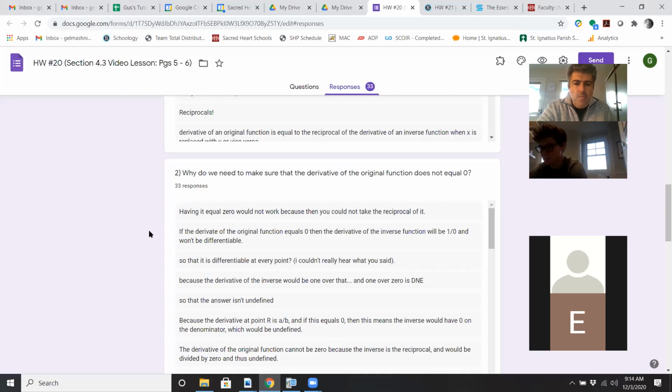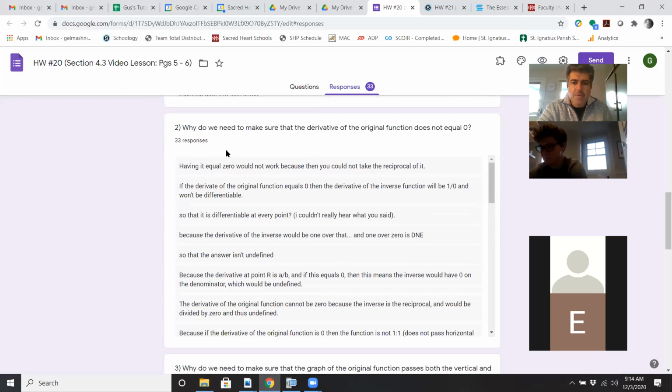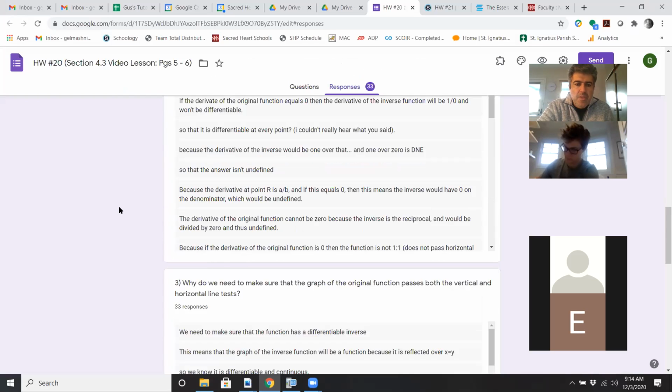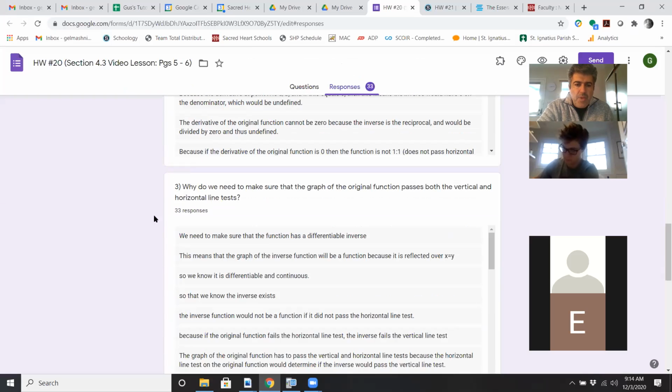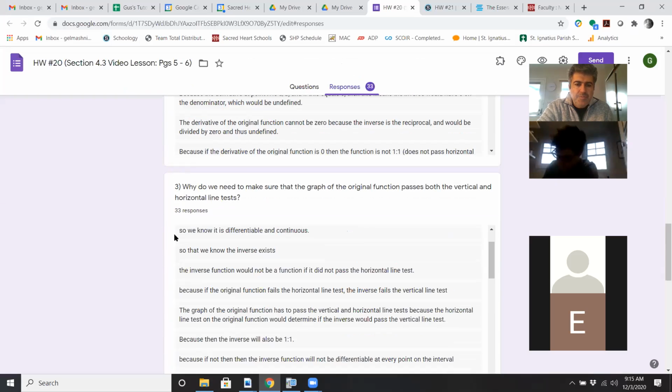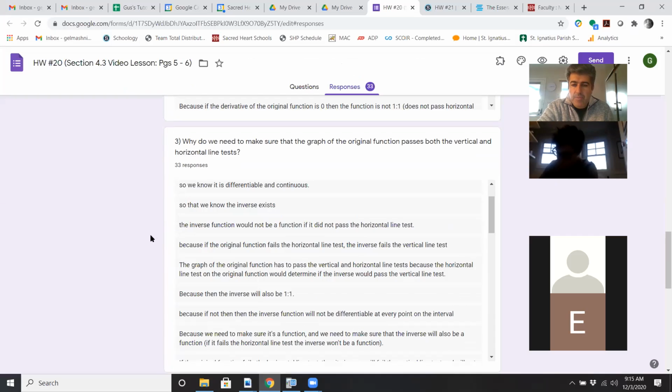Going back to the Google form. So why do we need to make sure the derivative of the original function does not equal 0? Because then you can't take a reciprocal, right? That's a problem. So that's why you have to pass the vertical and horizontal line test, to make sure that the derivative inverse will exist.